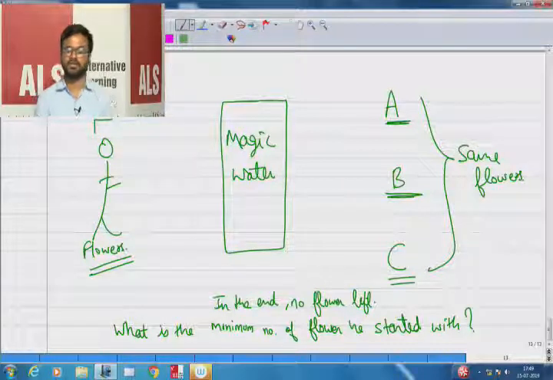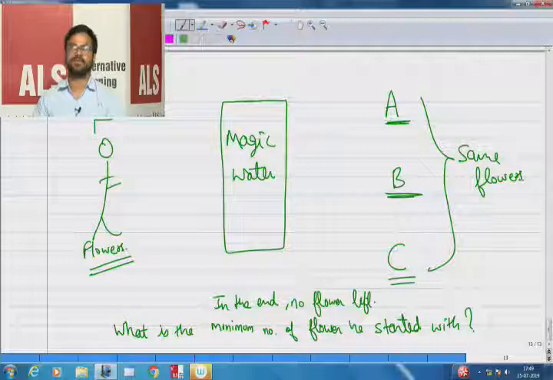Try to make the equation according to the given situation and then solve it. It's a very interesting puzzle.